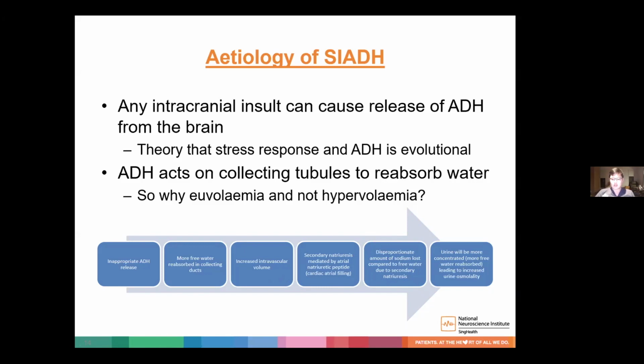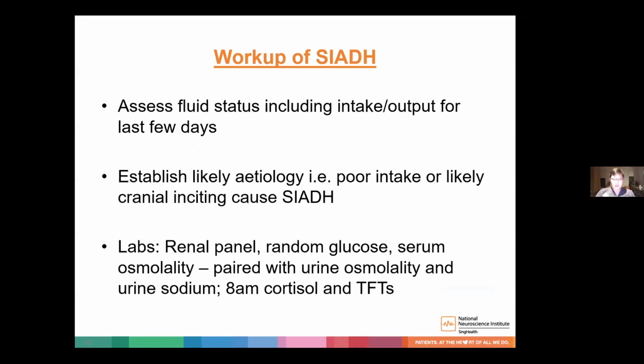The workup of SIADH is very simple. We first assess the patient's fluid status, including the intake-output charts for the last few days, because the clinical status of the patient is the most important. Secondly, we establish the likely etiology. Is this poor oral intake, or is this likely to be caused by secondary things like SIADH? Then we do the patient's labs, so the renal panel and the random glucose, because you want to correct for any pseudo-hyponatremia. You also take the urine osmolality paired with the serum osmolality and the urine sodium, along with the cortisol and thyroid function test to exclude other secondary causes.